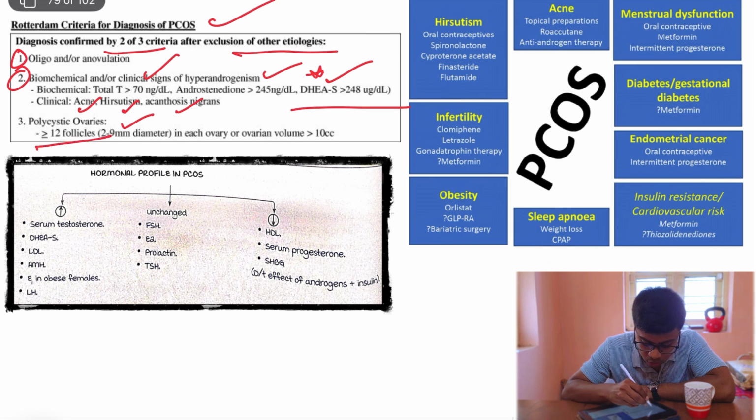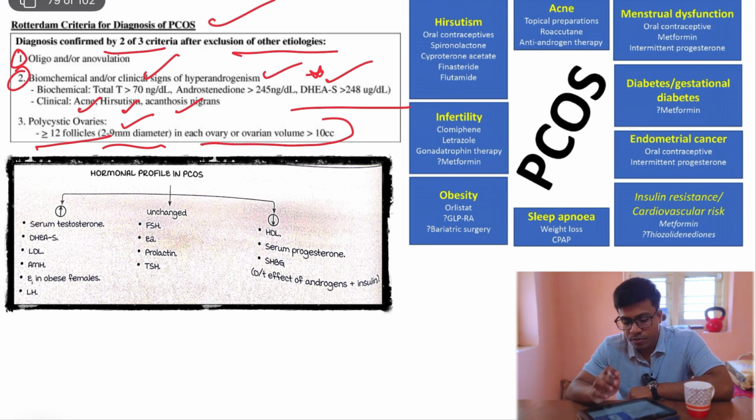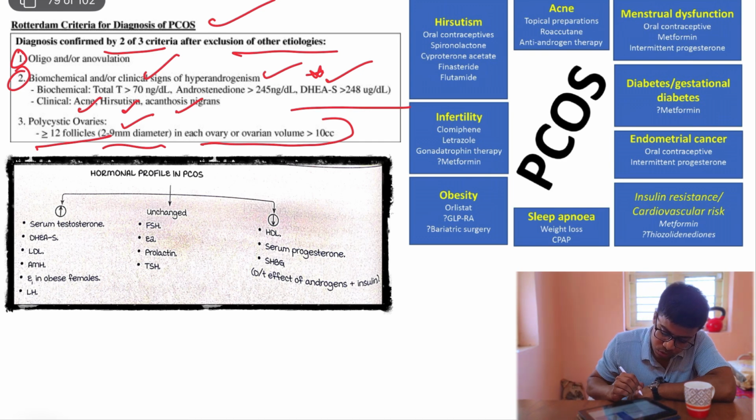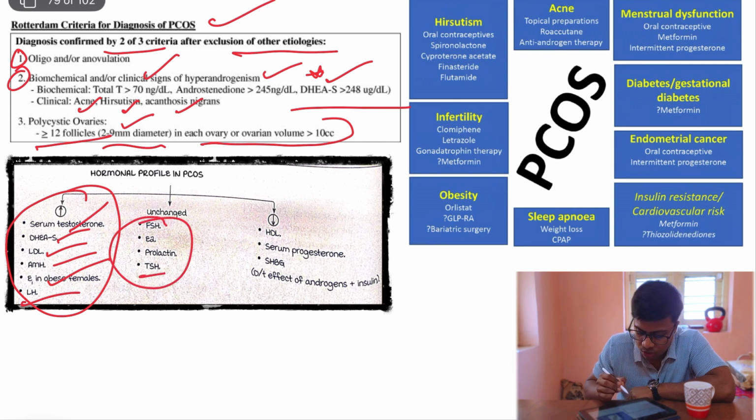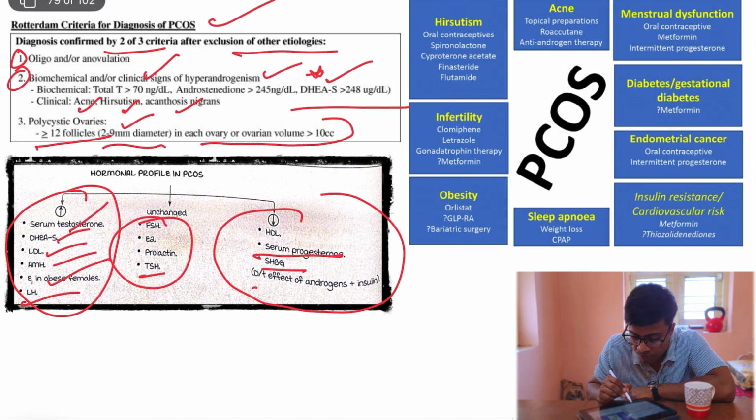Polycystic ovaries, that is greater than 12 follicles, 2 to 9 mm diameter in each ovary. Ovarian volume greater than 10 cc. This is not diagnostic, but the Rotterdam criteria was given, and questions were previously asked on this criteria, so you have to learn it by heart. Apart from that, you should know the hormonal profile in PCOS: increased serum testosterone, DHEAS, LDL, AMH, even in obese females, LH unchanged, FSH, E2, prolactin, TSH unchanged, HDL less, decreased serum progesterone, and SHBG decreased due to the effect of androgen.